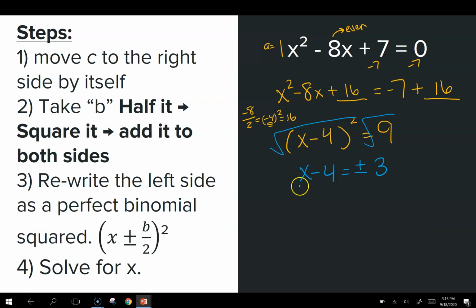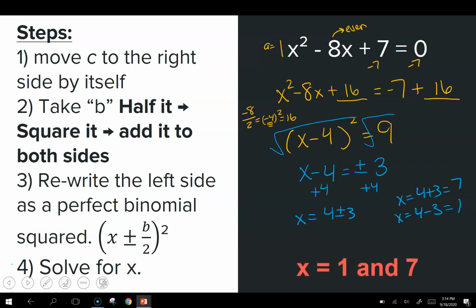Now we're going to get x by itself by adding 4 over. So this becomes 4 plus and minus 3. Okay, well, this isn't radicals. I can actually do that. I can do 4 plus 3, and I can do 4 minus 3 to give me my two x's of 7 and 1. So my two factors here were 1 and 7.